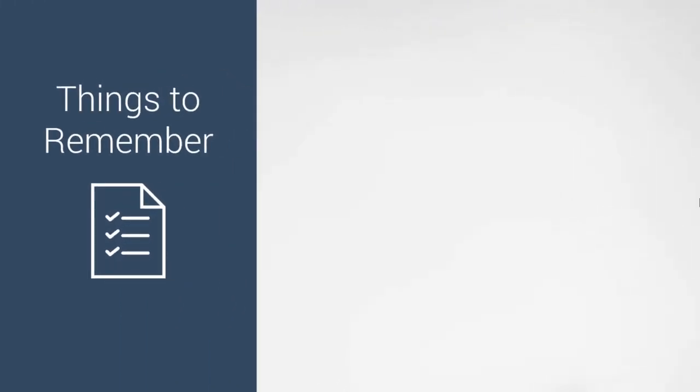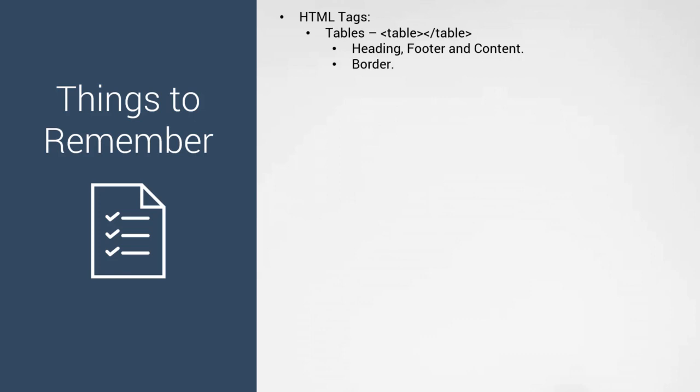Let's look at what we have discussed in this section. Well, we have discussed the HTML tags. We discussed tables, how to create tables, how to create heading, footer and content, how to create borders for the table, and what is cell spacing, cell padding, column span and the row span.